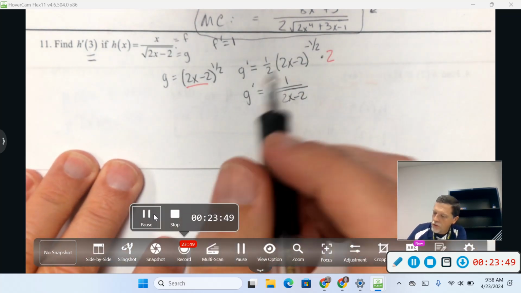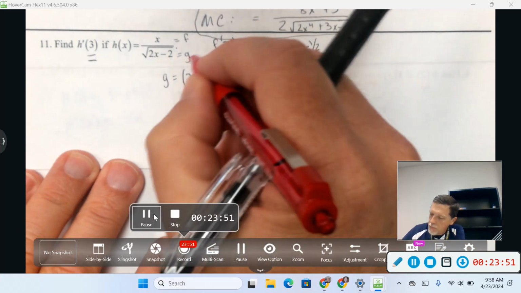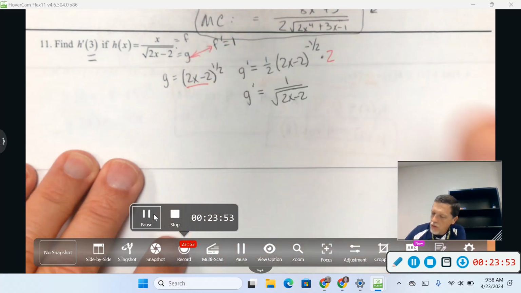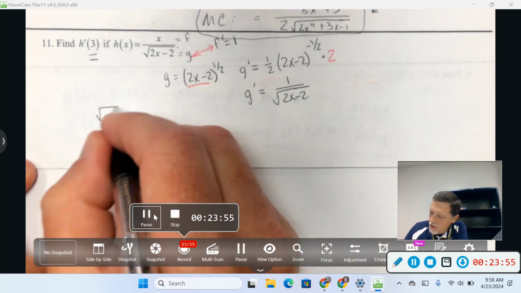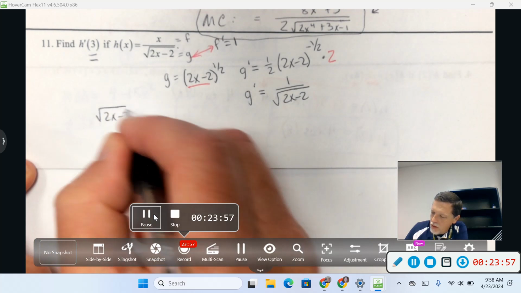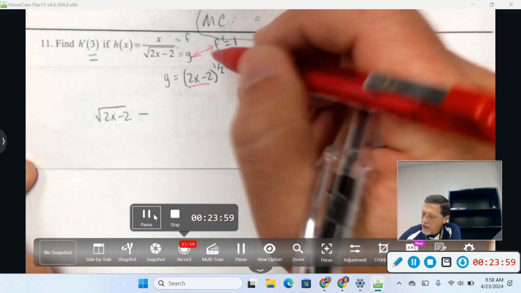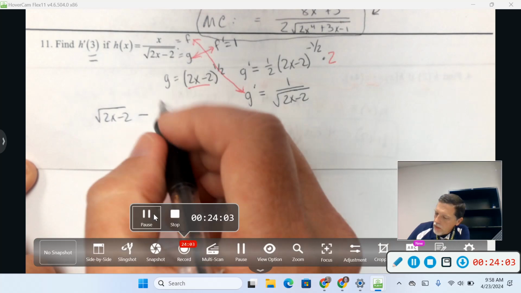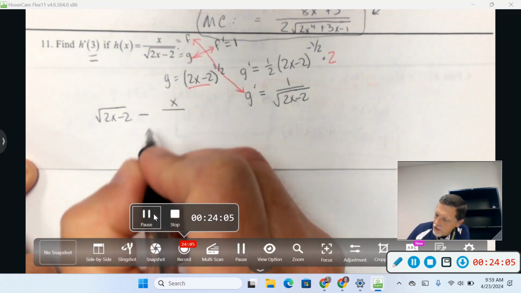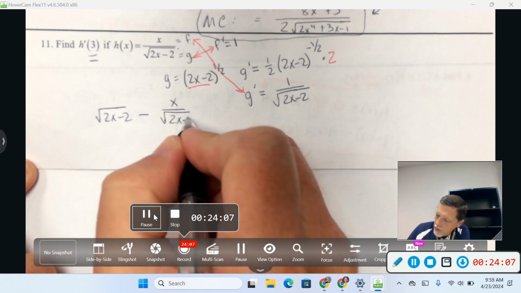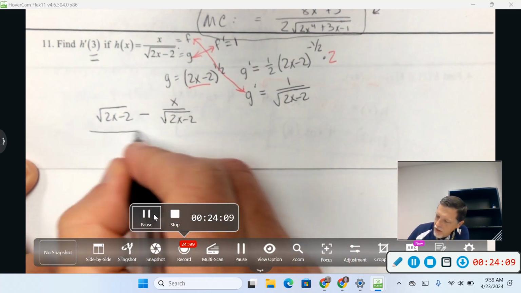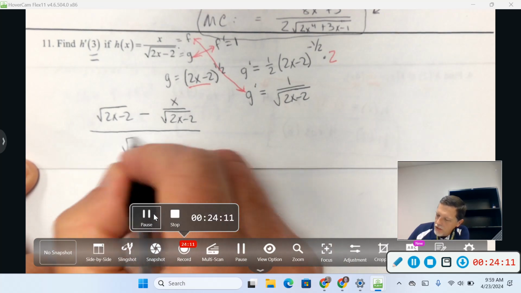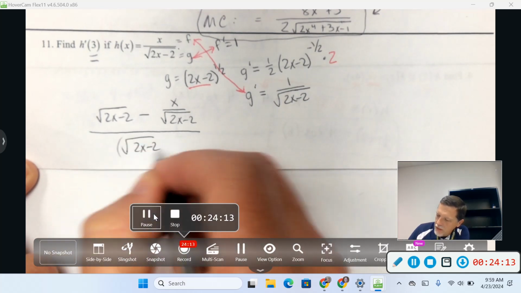So quotient rule is GF prime. Okay, that's the easy one. Square root of 2x minus 2 minus FG prime. So that would be x over square root of 2x minus 2, all over the bottom squared.